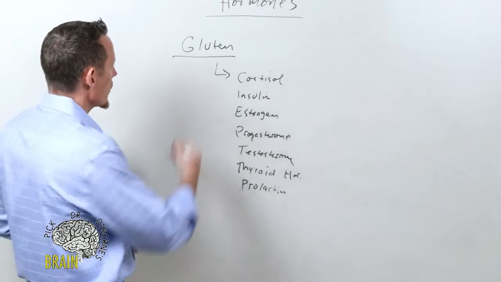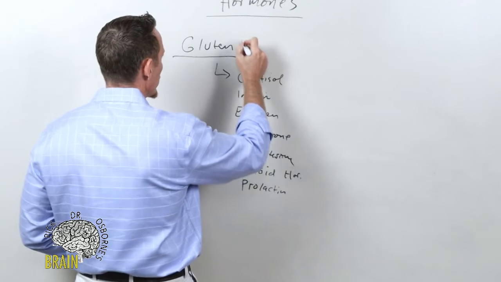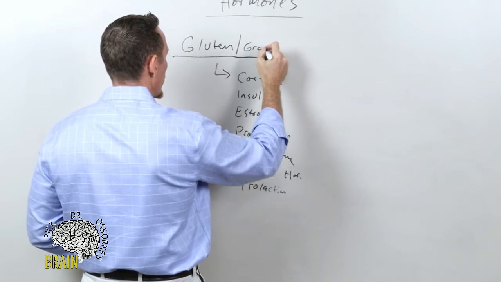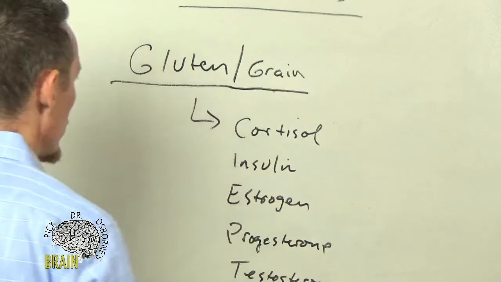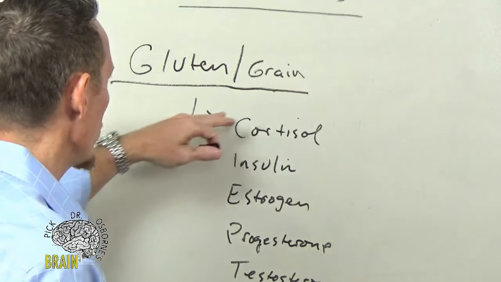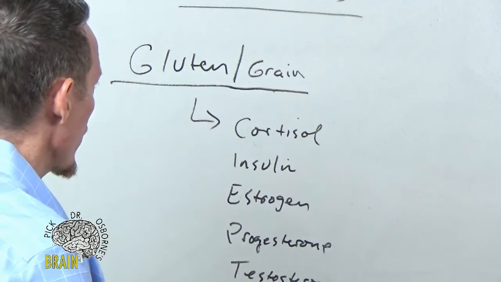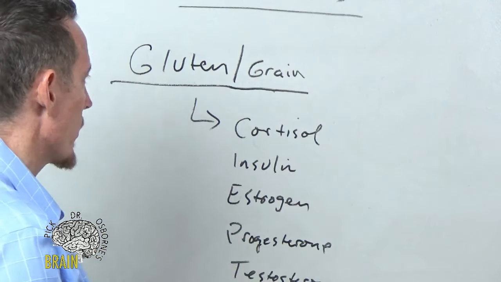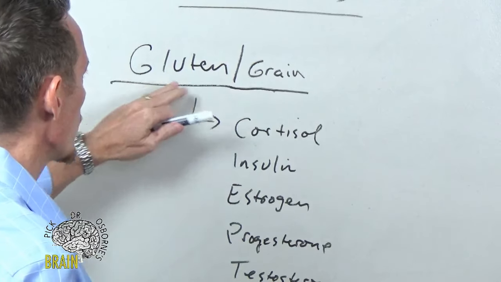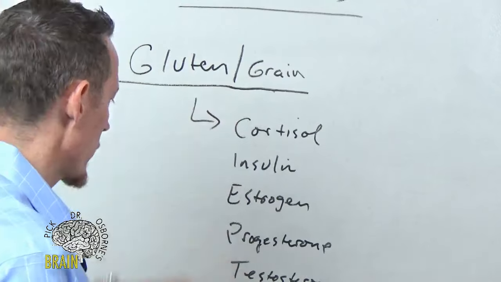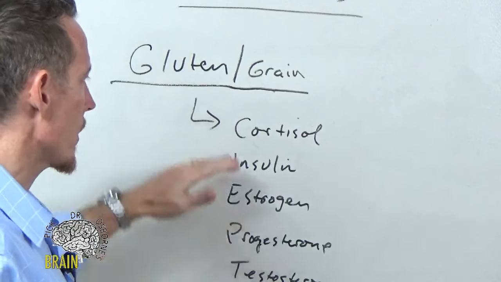So really what I should say is not just gluten, but gluten/grain. Okay, because it's not just gluten. Gluten can cause hormone disruption, but so too can grain consumption, aside from whether it has gluten. So there are elements to grain that can do this, but then gluten can also cause hormone dysfunction. So let's just start at the top here.